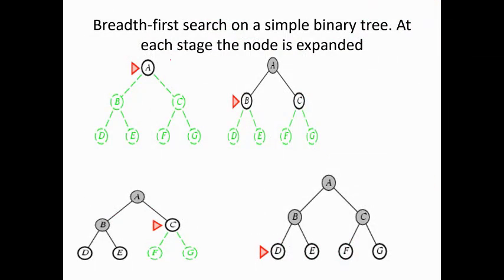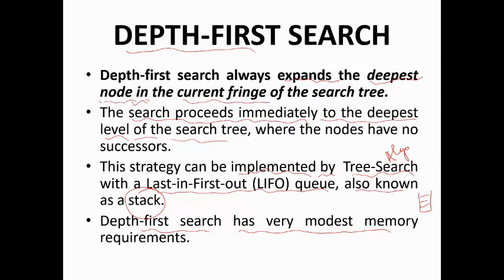So this is the example idea. With this one, we go to this level, and we come up here, and now we will finish this one also, and finally we will go for D and E and so on, this way. So depth first is different from breadth first. In this one, we expand the nodes to the deepest node first in the current frame. I will show you an example figure next.